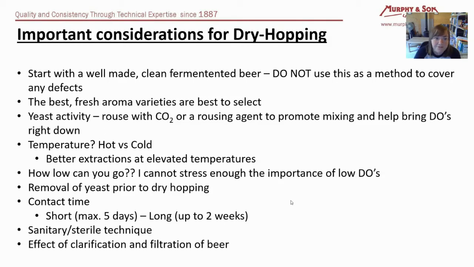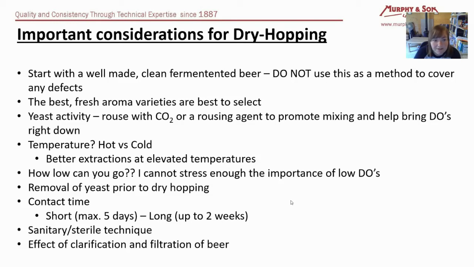Go for the best fresh aroma varieties. They're the best ones to select for dry hopping. Don't be tempted to go for any old out-of-date ones at the back of your fridge. You would need to add more of them to get those aromas, and by doing so, you're going to add more of the leafy material, which has got the enzymes in them. And it's been shown that these enzymes can be prevalent in the leafy material up to 3 years after they've been stored in a fridge.